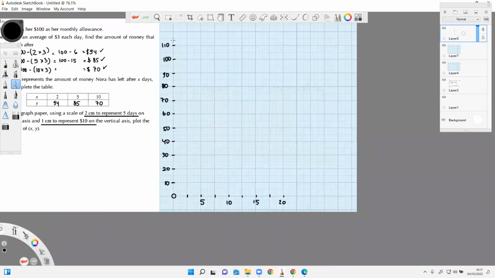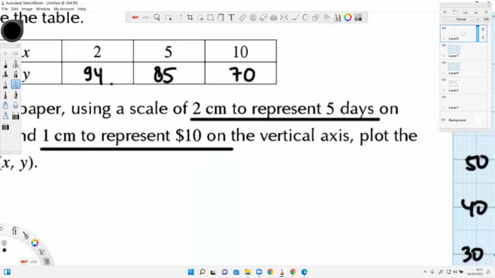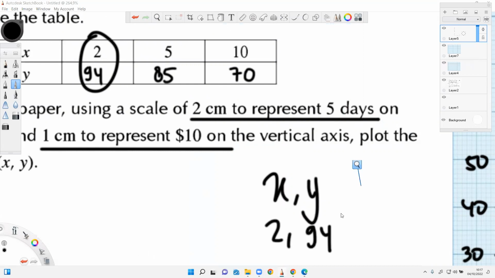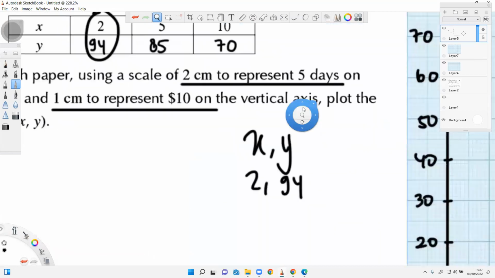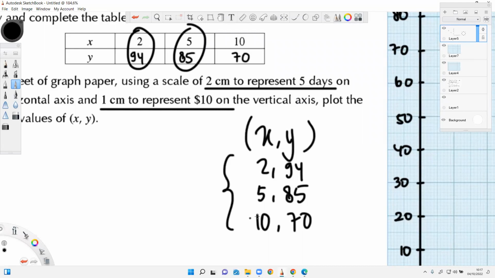Okay, now let's do the straight line like that. And then you copy and complete the table. (2, 94), right? So the point is (2, 94), and then (5, 85). So I just rewrite the numbers, and then (10, 70). I already rewrote all the points that are needed or that are asked in the question.